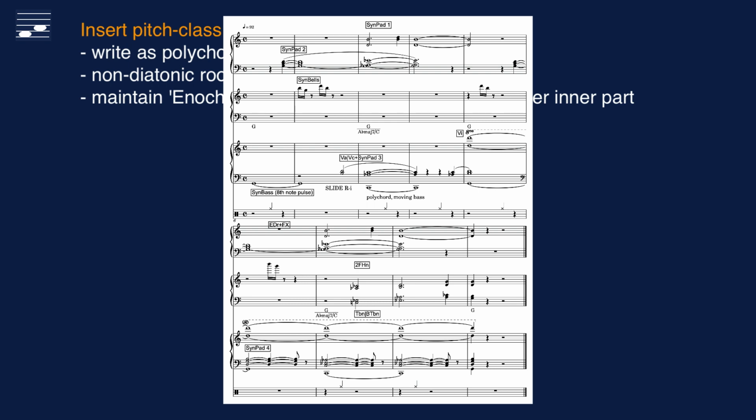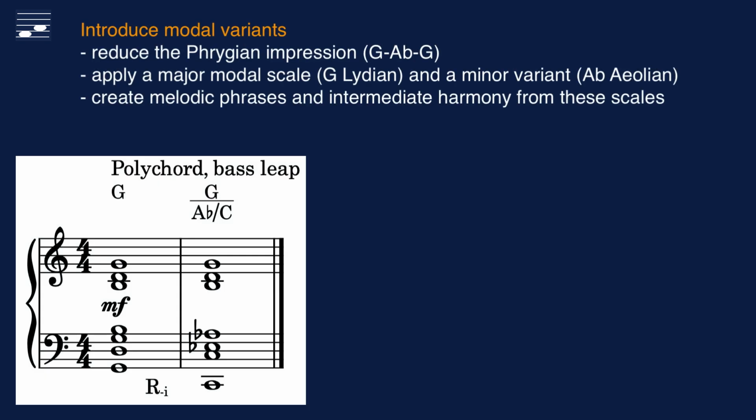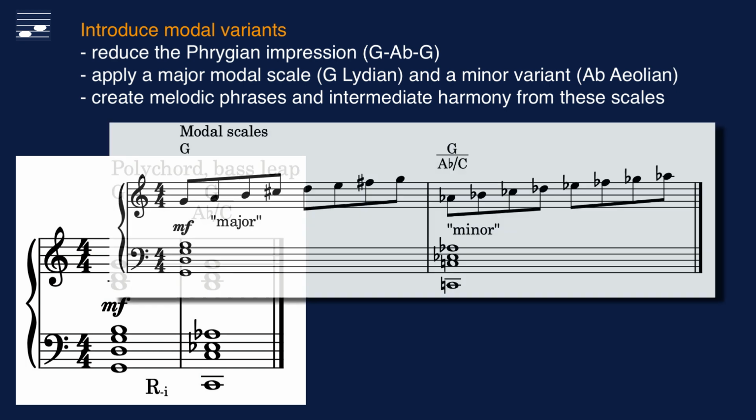Now the Phrygian flavor has become even stronger. I tried to reduce that impression by introducing 2 modal scales, a major mode over the G major triad and a minor mode over the A-flat major triad.